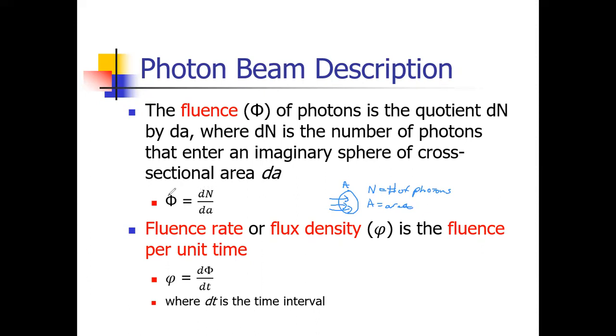We're looking at the fluence: how does the rate of change through a small amount of area fluctuate? Does it go up? Does it go down? That change is the fluence. The fluence rate, or the flux density, is the fluence per unit time. In other words, how does this change over time? That's the fluence rate or the flux density.